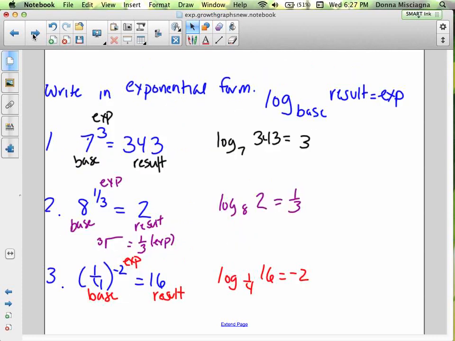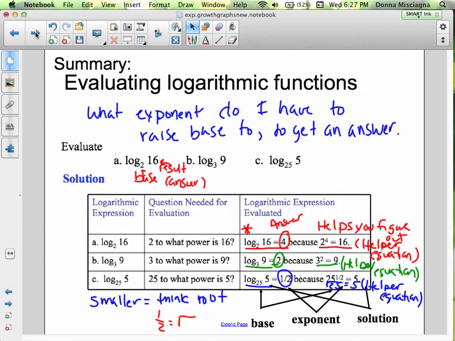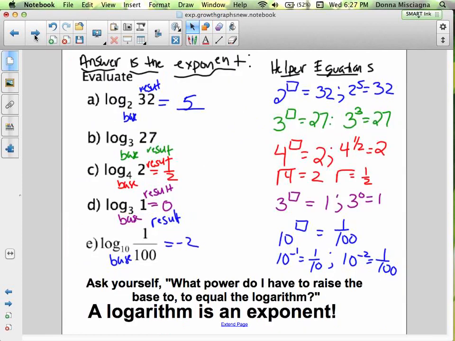We learned how to evaluate. When you're evaluating, you're asking yourself, what exponent do I have to raise the base to get an answer? You can use helper equations to help you figure it out, but remember, your answer is going to be an exponent. I'm noticing here that we failed to answer one of the questions. It's a good thing we came back. So when you're evaluating, ask yourself, what power do I have to raise the base to equal the logarithm? Because a logarithm is just an exponent.